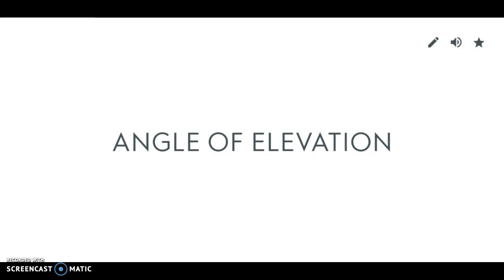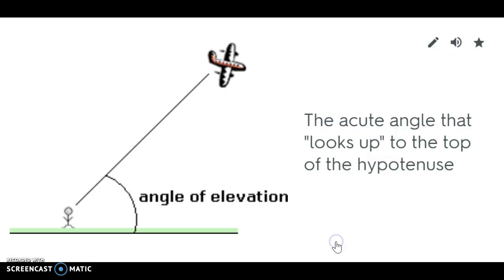We have the angle of elevation. An angle of elevation, here's a picture. Here you are down here and you're looking up at a plane. This angle from your eyesight up to what you're looking at is the angle of elevation because you're looking up. So it's the acute angle that looks up the hypotenuse. If this was a right triangle, this is the hypotenuse and you'd be looking up. So it's that angle right here.